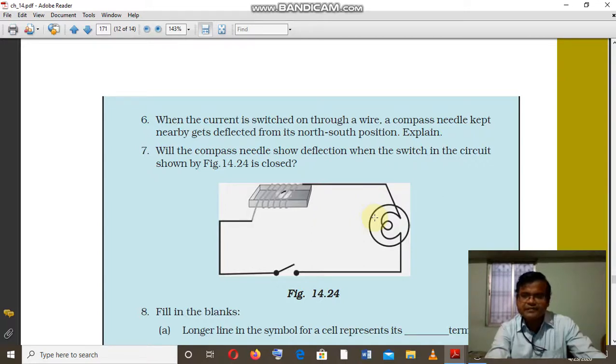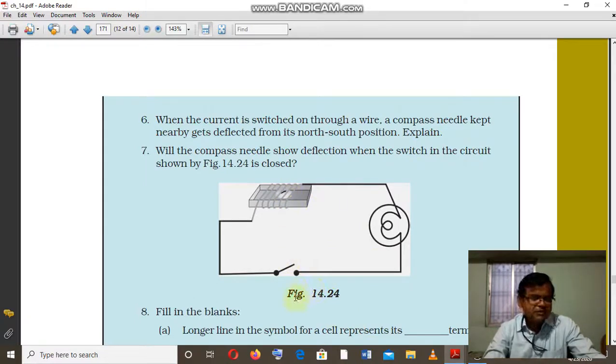Question number 7. Will the compass needle show deflection when the switch in the circuit shown in 14.24 is closed? In this condition, it will not show any deflection because the circuit is open. When the switch is in the on position, then there will be deflection produced in the compass.